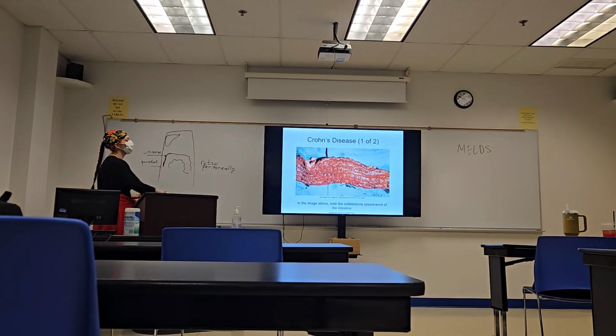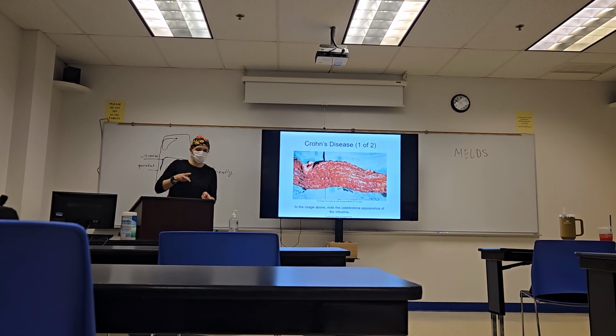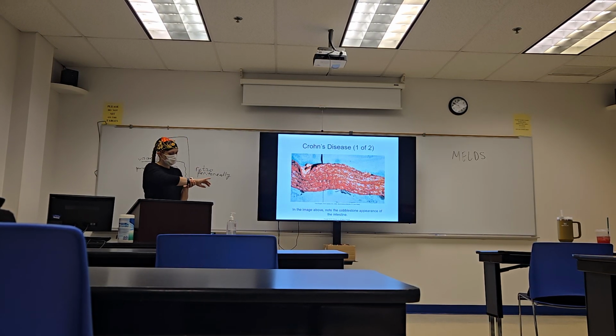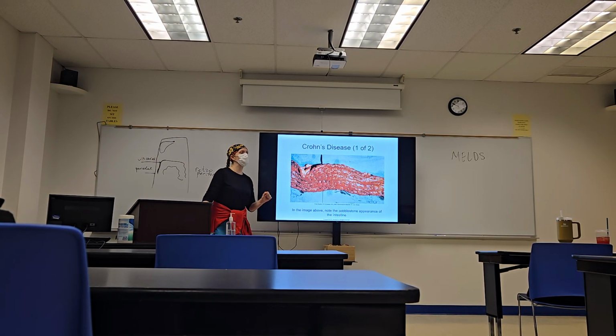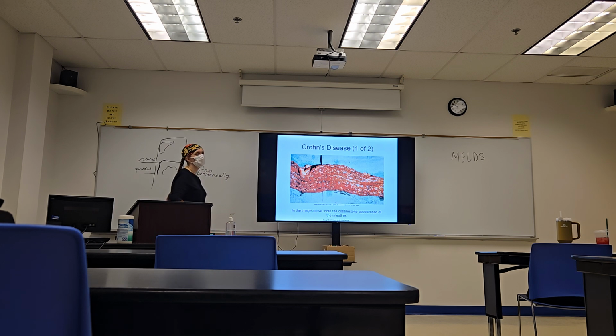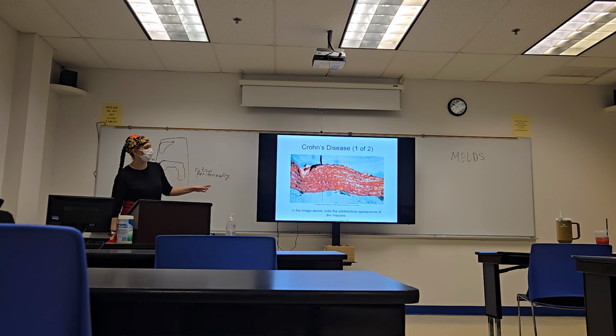This is how the mucosa looks inside the gut, if you cut that cylinder and then open it up. It has a very special appearance, it's called cobblestone. If you need to remember raspberry jelly for ulcerative colitis, then for Crohn's you need to remember cobblestone.